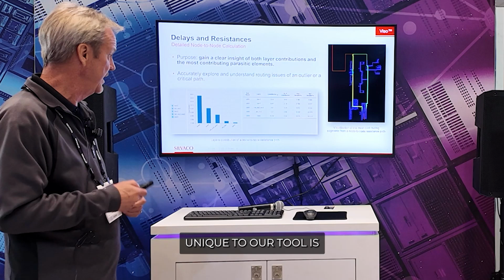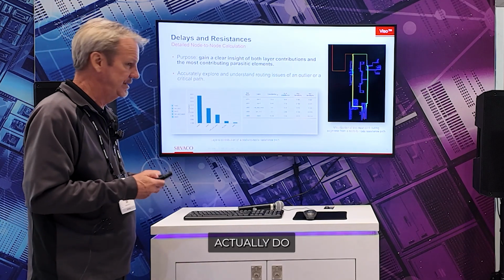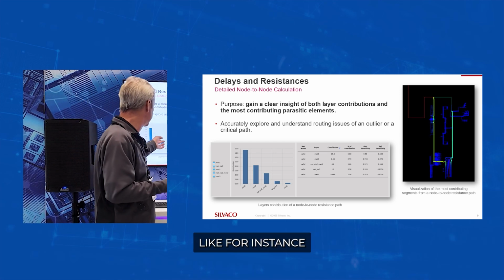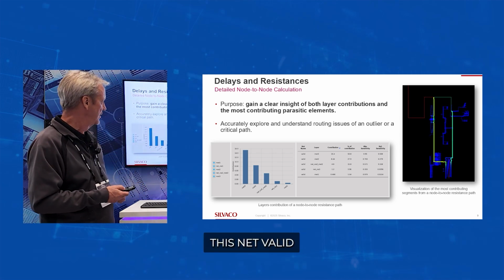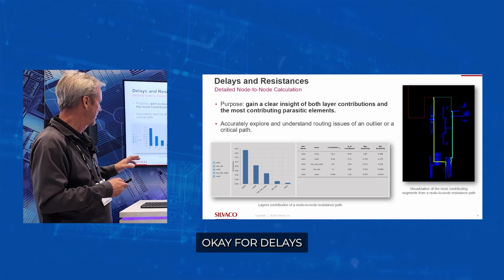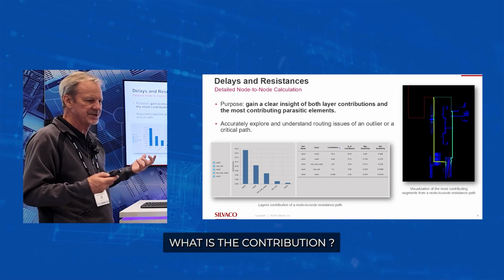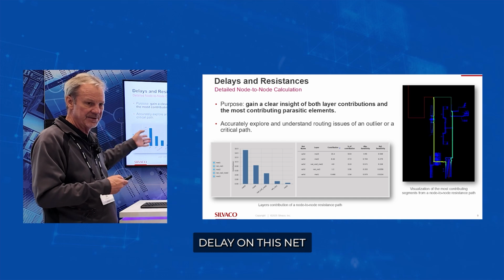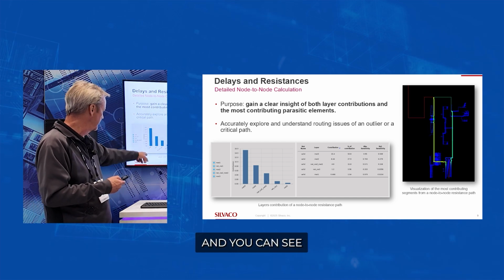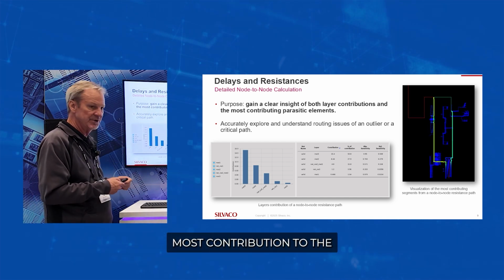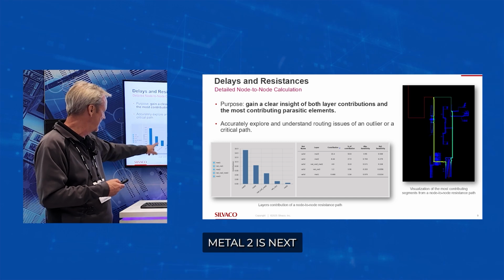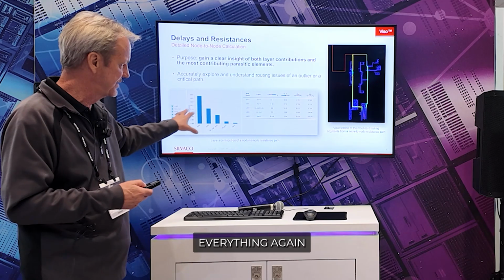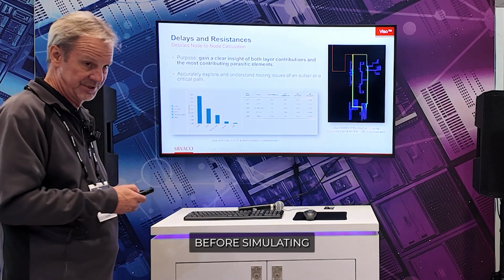Another thing that's unique to our tool is you're able to actually do a layer contribution for a selected net. Like for instance here, it's this net valid. We're trying to figure out, okay, for delays, what is the contribution? Which layer contributes the most to the delay on this net? And so you can get a chart over here. Our metal 3 by far has the most contribution to the delay on this net. Metal 2's next, the vias next, and then metal 1 and other vias. So you're able to analyze everything again before simulating.